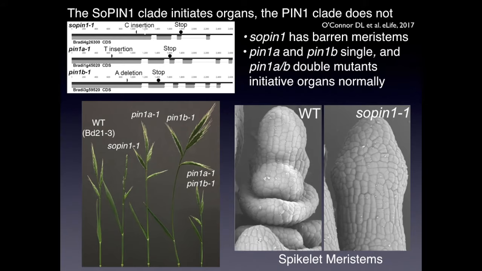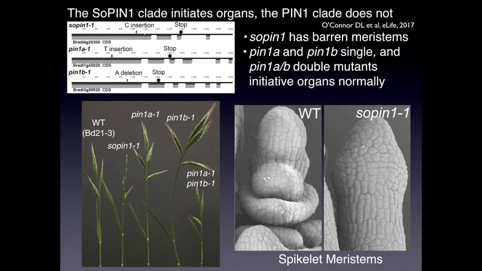I'm not going to get too into the phenotypes quite yet, but suffice to say it was very cathartic that given our ideas about what sister was doing, creating convergence points, making the maxima, and that the maxima was necessary for organ initiation, sure enough, when you have sister mutants, you end up with barren pin-formed meristems. Here's a wild type.